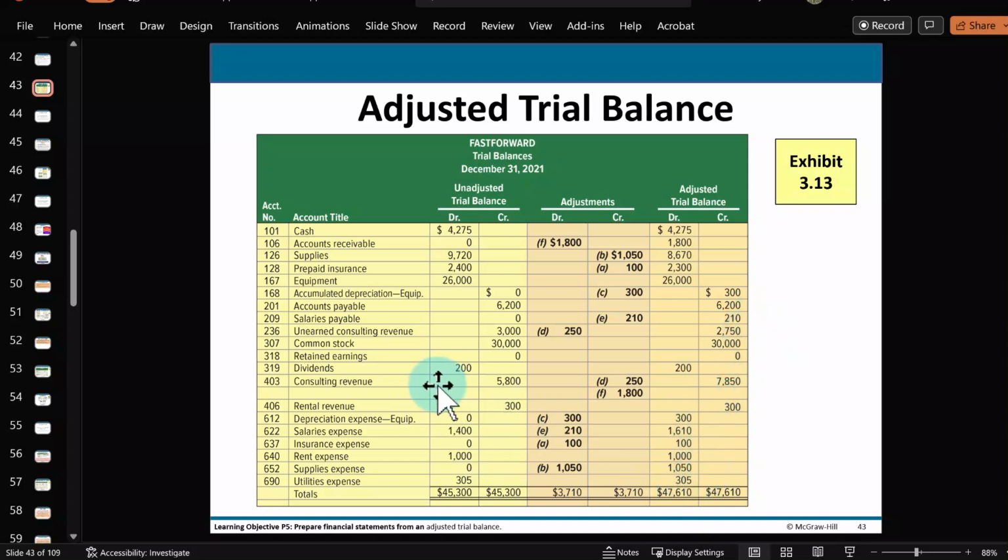So again, the worksheet, I'm not going to make you do one, but this is very useful for real life accountants. And at a glance, they can see almost everything here that needs to be updated. So we're going to take now this adjusted trial balance like we had done in previous chapters, and then do the next step, which is to prepare the financial statements.